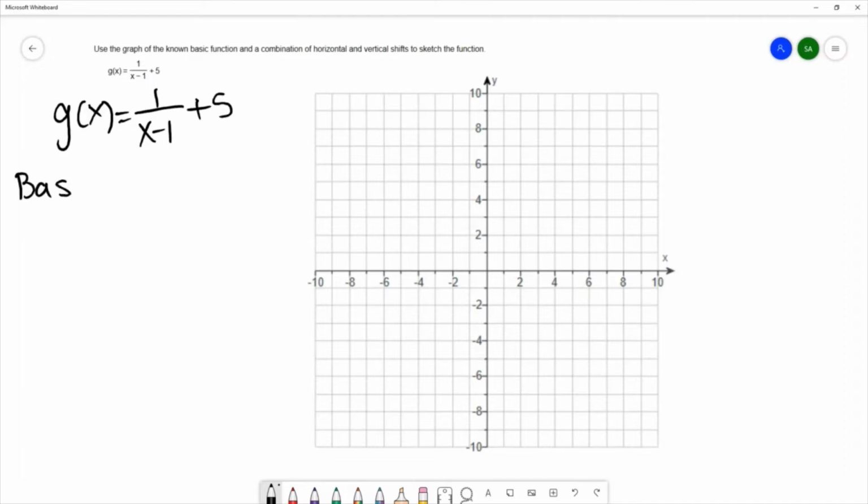For our basic graph, we have y equals 1 over x. And I can tell that that is our basic graph because I have a variable x in the denominator. I've got 1 over x. The graph of this basic function has a vertical and horizontal asymptote. So it has a vertical asymptote that's right on top of the y-axis. It has a horizontal asymptote that's right on top of the x-axis. And the graph itself looks like this.